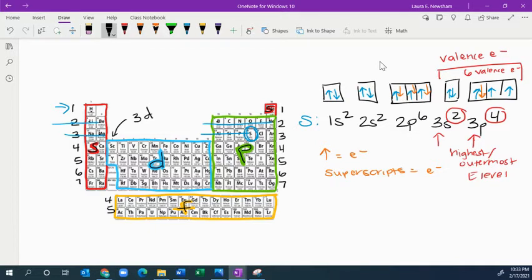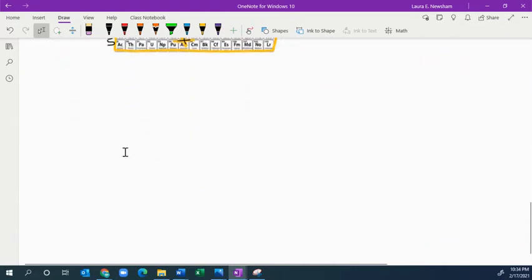In D, you count it 1, 2, 3, 4, 5, 6, 7, 8, 9, 10. There are 10 boxes on the periodic table in the D area, which means if I can have no more than 2 electrons in each orbital, 10 divided by 2 is 5. So I'm going to draw 5 boxes when I do D. On that note, let's go ahead and do an example with the D block.